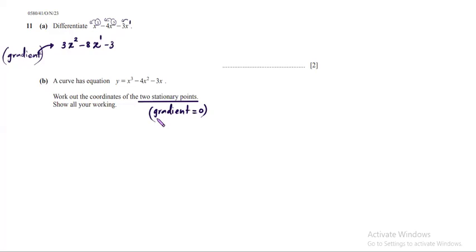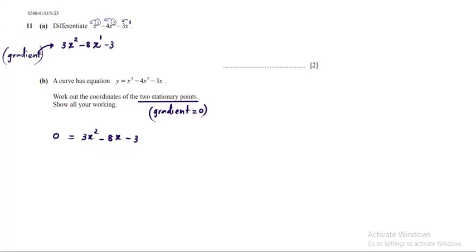Now that we know that the gradient is 0 for the 2 stationary points, it means that now we must use the derivative function that we found, which is this 3x squared minus 8x minus 3. This is the formula for the gradient. The gradient is equal to a 0, so make it equal to a 0. We are going to solve this to find what x is. Now this is a quadratic function.